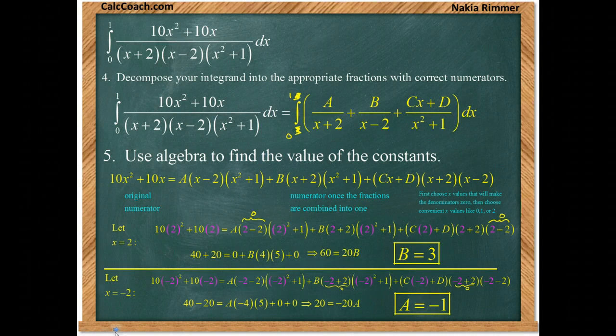Now we need to work on trying to find c and d. We've exhausted our x values that make the denominator 0. So we need to go down this list choosing other x values, starting with 0, since we haven't used it yet.